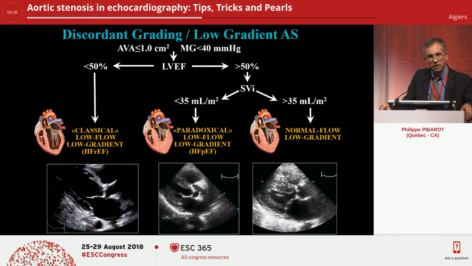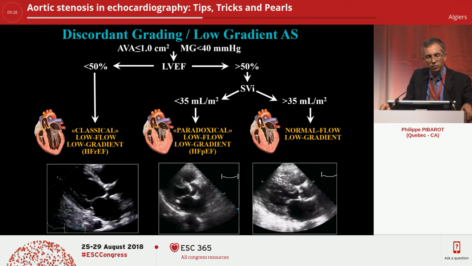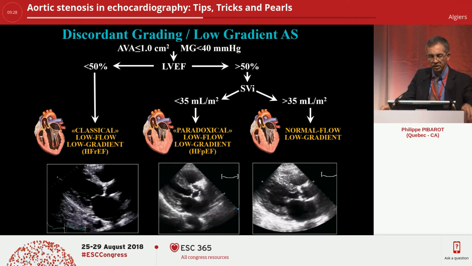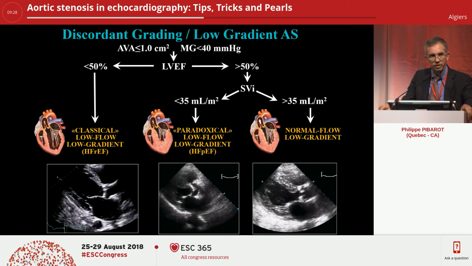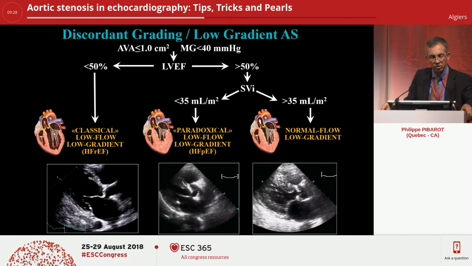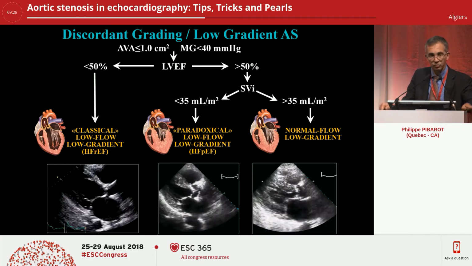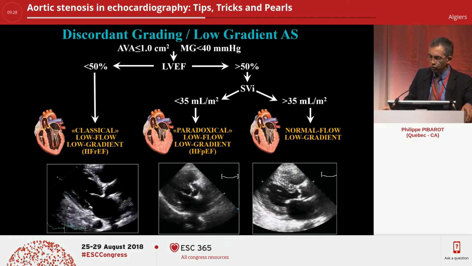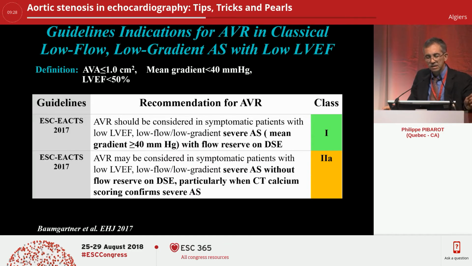So if despite all these efforts to validate the accuracy of the measurements, you still have a discordant gradient with a small valve area and a low gradient, and you have the classical low flow, low gradient situation first with the reduced LV ejection fraction, what do you do? What do we have in the guidelines? This is the CTS guidelines published in 2017. For this classical low flow, low gradient AS, what they recommend is to do a dobutamine stress echo.